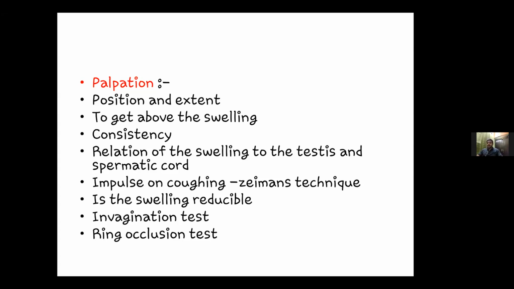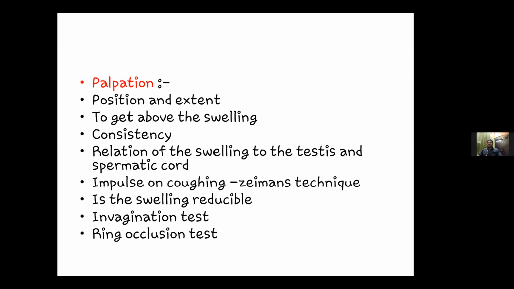Next, it is the relationship of the swelling to the testis and spermatic cord. This test will be able to differentiate the type of the hernia, whether it is a bubonocele or funicular and other varieties, in which the content of the hernia usually lies in front and lateral to the spermatic cord, and the testis is completely incorporated in case of bubonocele variety of inguinal hernia, but the testis is separately felt in case of funicular variety of inguinal hernia.